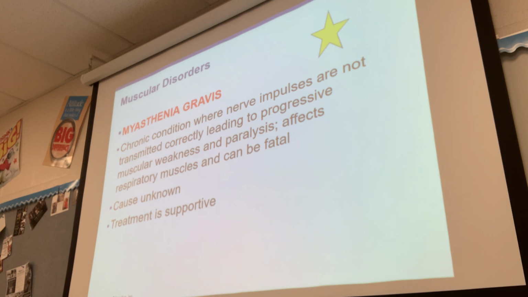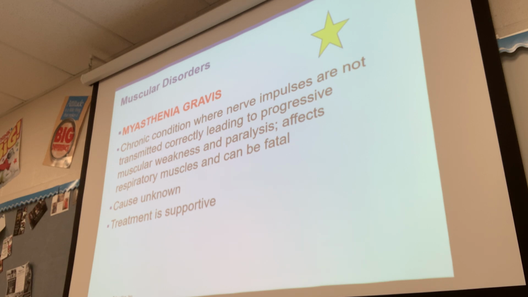All right, this is also in Google Classroom. Myasthenia gravis is a chronic condition where nerve impulses are not transmitted correctly, leading to progressive muscular weakness and paralysis. It affects respiratory muscles and can be fatal. So this is a combination of neurological and muscular. Remember, we learned how muscles work, which is something you will be asked on your test. So make sure you remember the actin, myosin, calcium, neuromuscular junctions, all that stuff.